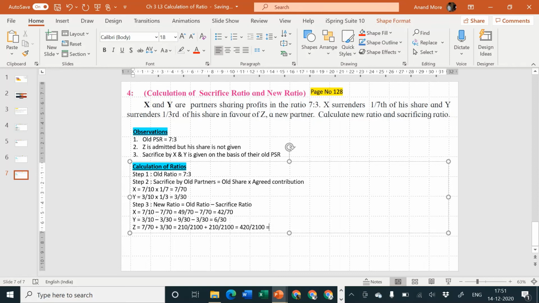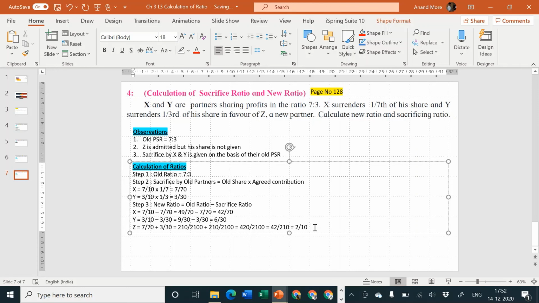420 upon 2100. So you can find out now what is the ratio. That goes to 42 upon 210. 21 2s are 42 and 21 10s are 210. So it is 2/10. So we can specify now the ratio is how much? The ratio is very simple.